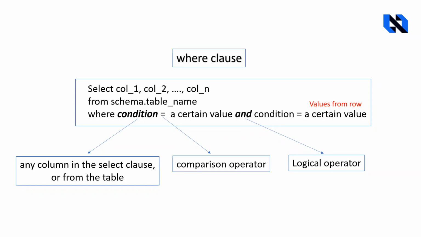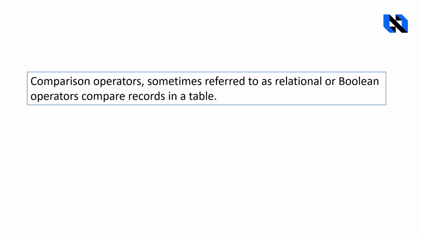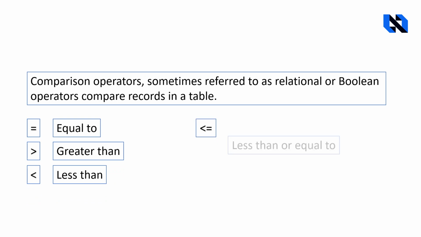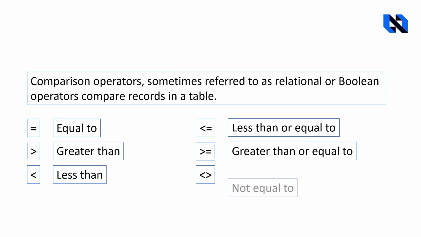Let's talk about comparison operators. Comparison operators are sometimes referred to as relational or Boolean operators that compare records in a table. Now, these comparison operators are of different types. You have the equals to, you have your greater than, you have your less than, you have your greater than or equal to, you have your less than or equal to, and you have not equal to.